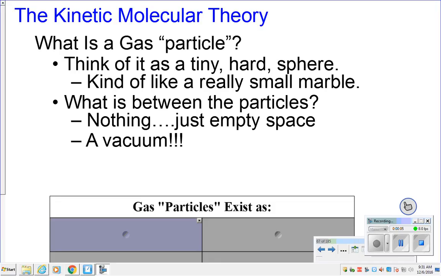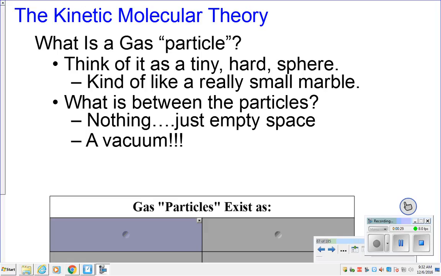Welcome to our kinetic molecular theory notes. The kinetic molecular theory is a way of describing gas behavior. We will be referring to gas particles when we talk about things in this kinetic molecular theory. A gas particle can be thought of in terms of its behavior as a tiny hard sphere, almost like a bouncy ball, if you will.